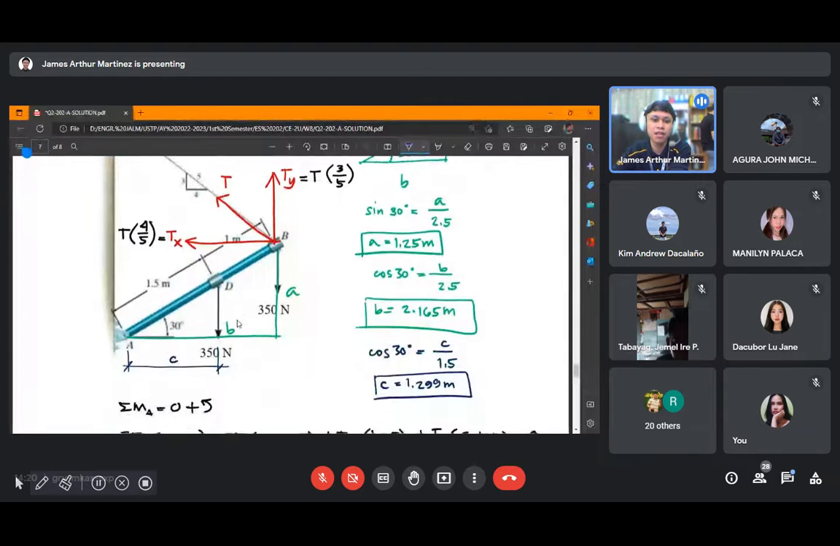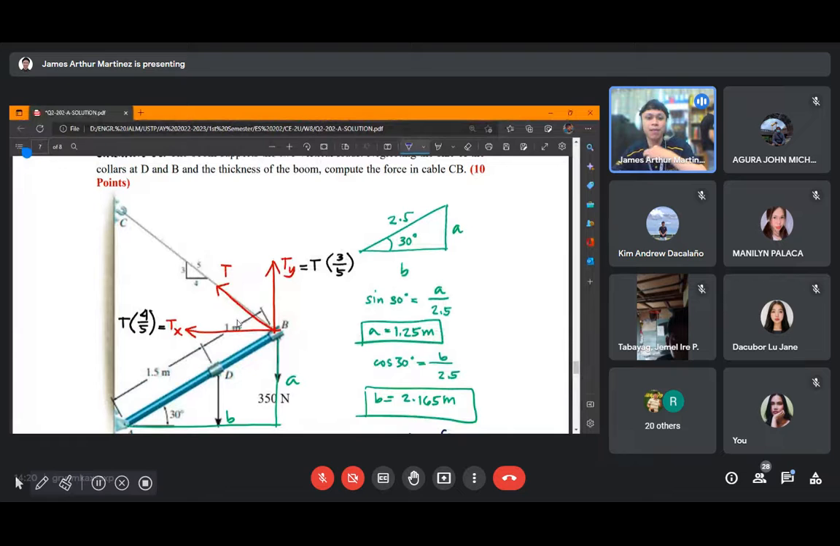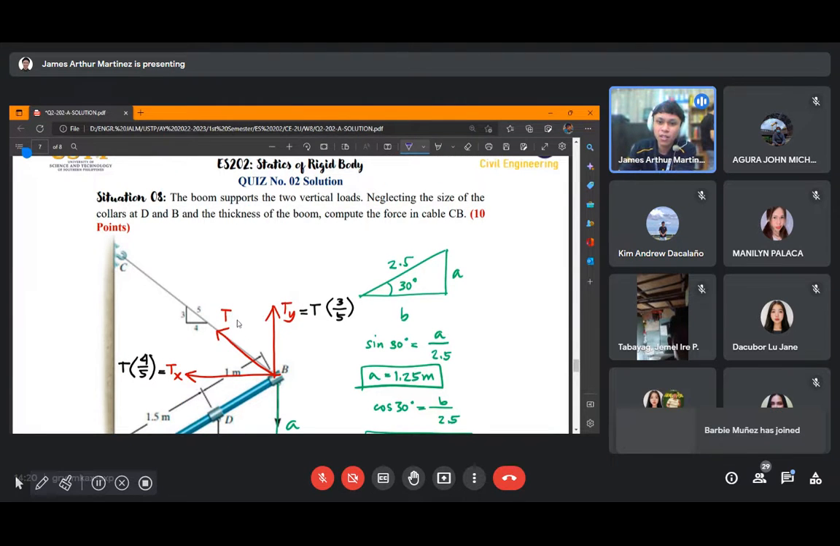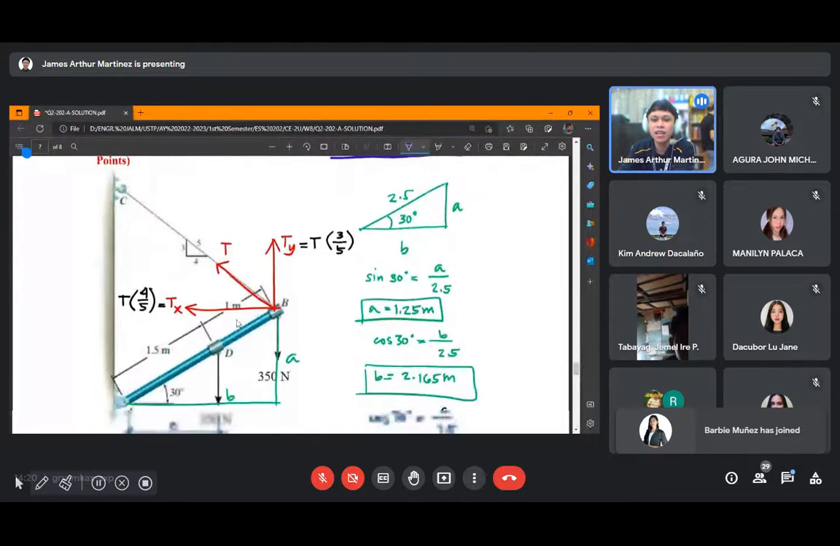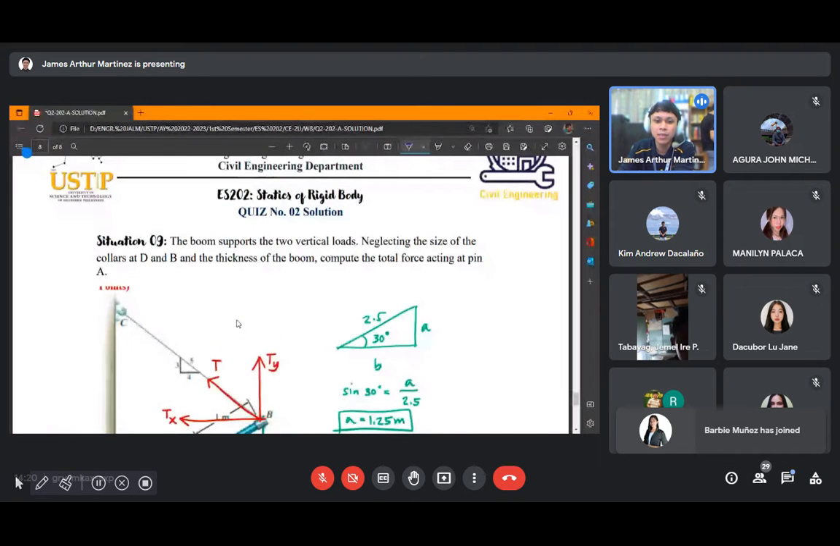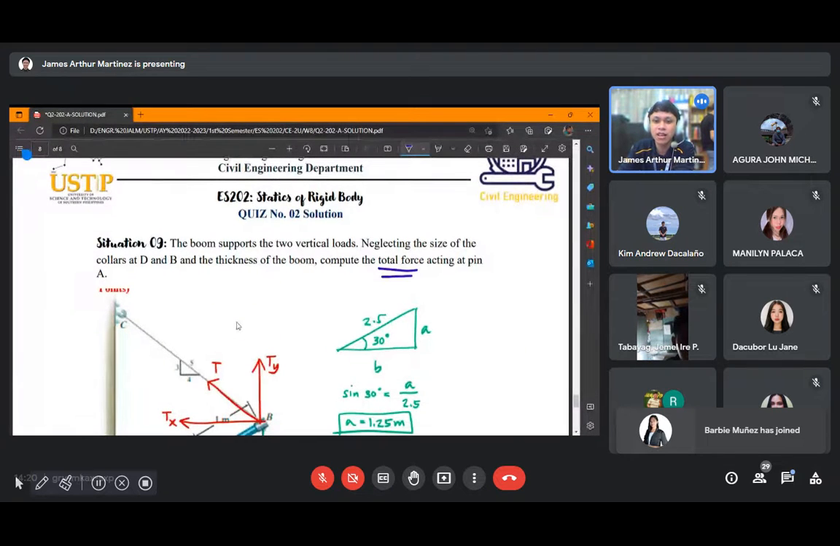So next, this is actually the last problem. But duha ka buk ang duha ni siya ka items sa inyong quiz. So the first is compute the force in the cable, and then the other is the same problem but the total force acting on at pin A.